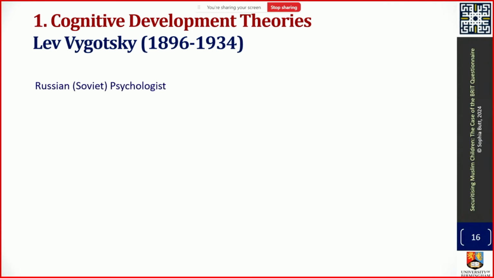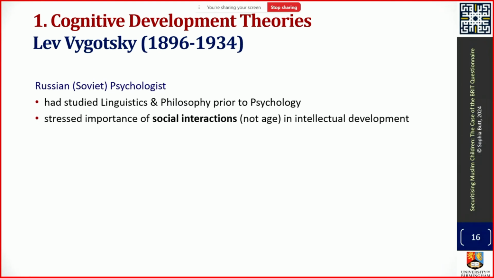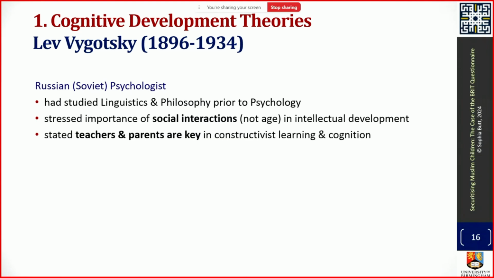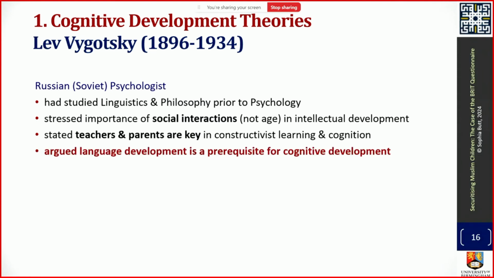We've also got Lev Vygotsky. He was a Russian or Soviet psychologist, and he studied linguistics and philosophy prior to studying psychology. Rather than age, he stressed the importance of social interactions in the intellectual development of children. So he said that teachers and parents are key, as we'd probably expect, when it comes to constructivist learning and the development of cognition. And he argued the other way round to Piaget. He said that language development is a prerequisite to cognitive development.